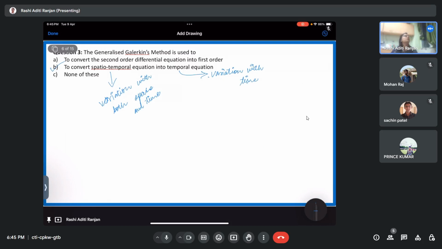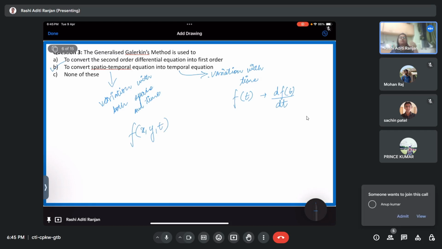If you remember, there are two kinds of differentiation. One is your ordinary differential, and the second one is your partial differential. Do you remember? If my f is a function of t, then I can define its differential as d f(t) by dt. I use d. While if my function is actually a function of x, y, and t both, then how do I define its differential?